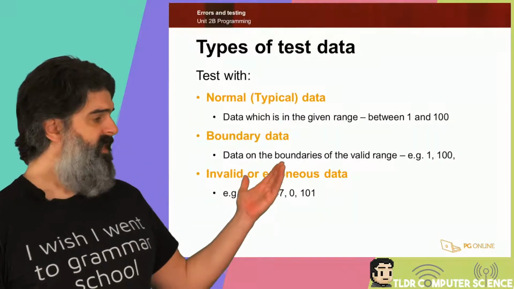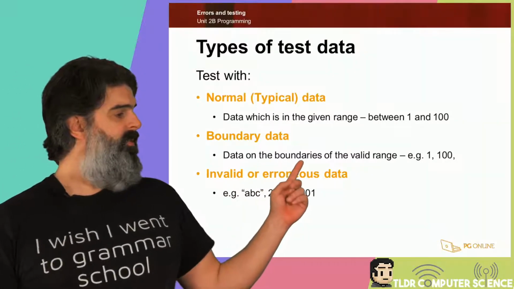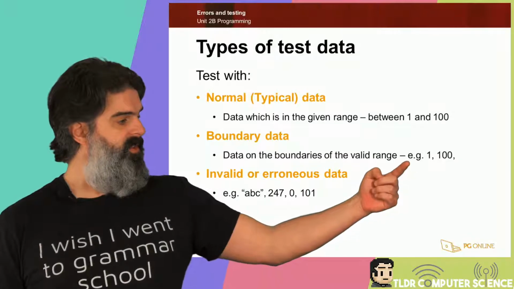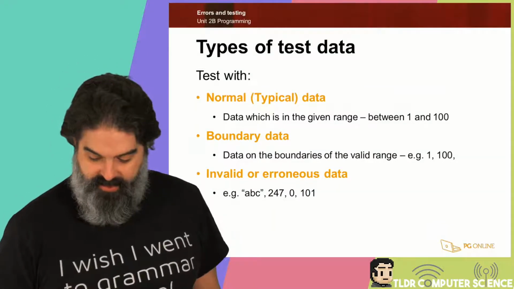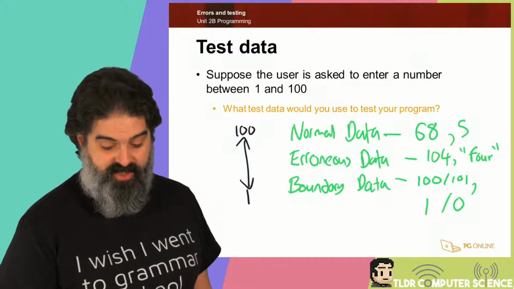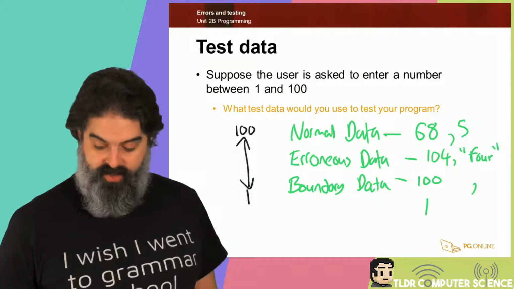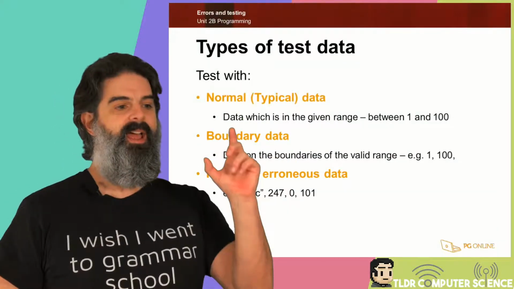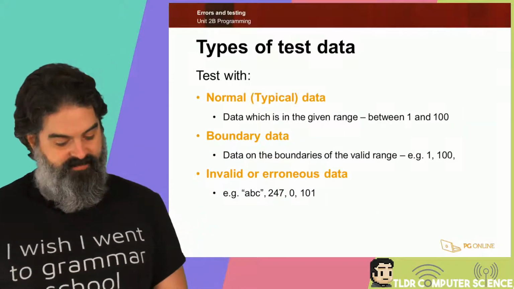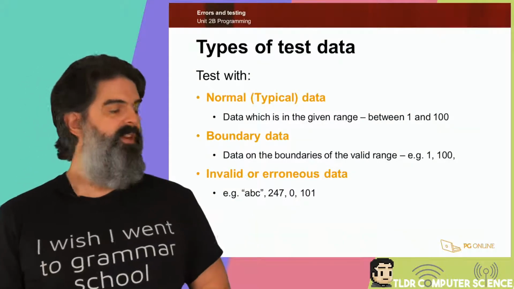So normal data, which is in between 1 and 100. Data on the boundaries of the valid range, so 1 or 100. If I was going to test it, I'd include the 101 and the 0, but technically it should just be on the valid side. So it should be 101, 100, and the number 1. And invalid or erroneous data, yeah, 247, ABC, stuff that it shouldn't accept.